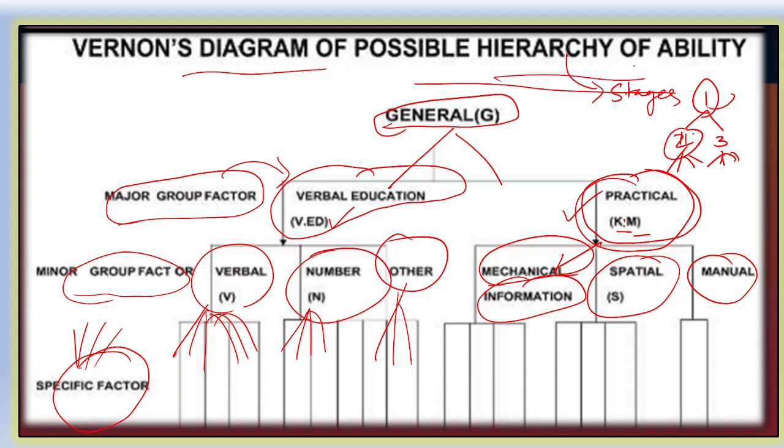Now listen, very carefully to me. Burt Vernon's diagram, or you can say model of ability and intelligence, is making us understand that the general factor, which is very common in every human being, gets subdivided into two parts. One is verbal education, and second is practical education. Now, only for the brief understanding, I have given you this particular concept.